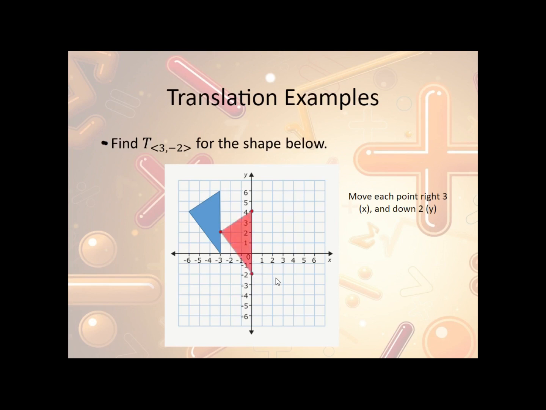And notice when I create my triangle, I should end up with 2 triangles that are exactly the same, just slid over and down.